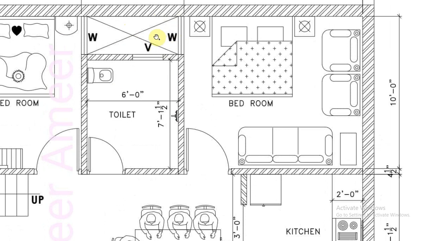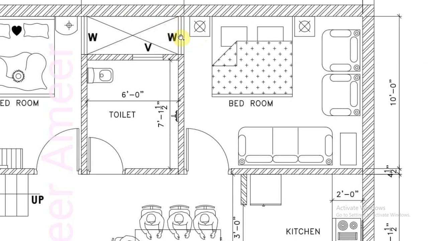The shaft is actually when we cast our slab, this will be an open area. We'll not cast any slab. We will not put any concrete here. So this will be open. At the end we'll put some iron grill, or in some places we are not putting anything. So it will be open. When light comes inside this shaft and we open this window, the window size is 2 feet 6 inch by 4 feet.